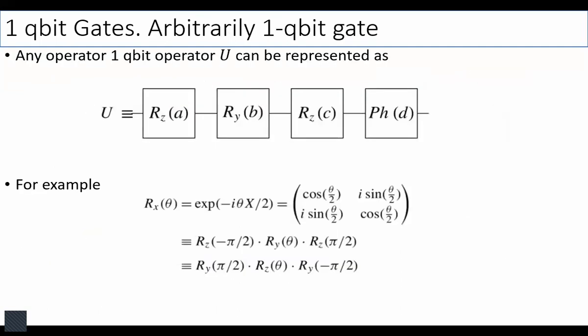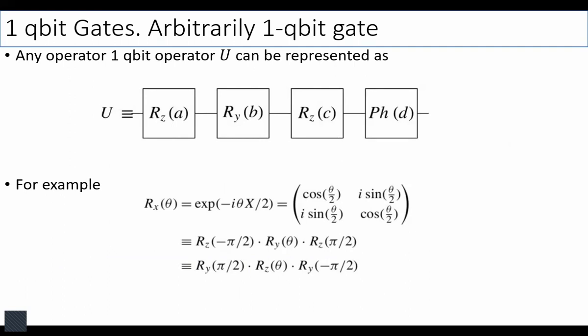Here I wrote the way the X rotation can be represented in this form. You use Z rotation by minus pi over 2, then Y rotation, and after this Z rotation again. I would not check it on a blackboard, so please trust that formulas like this are correct.